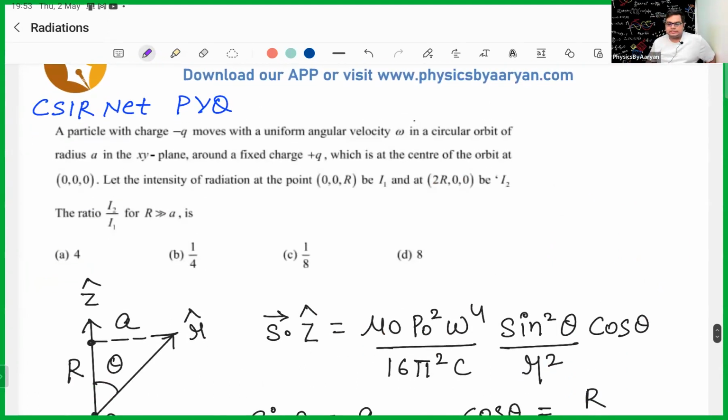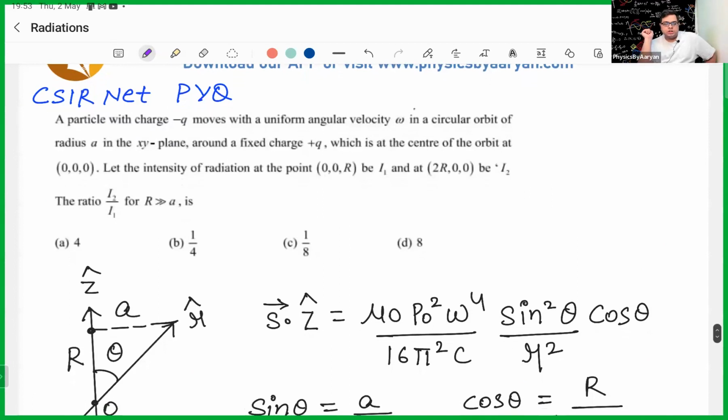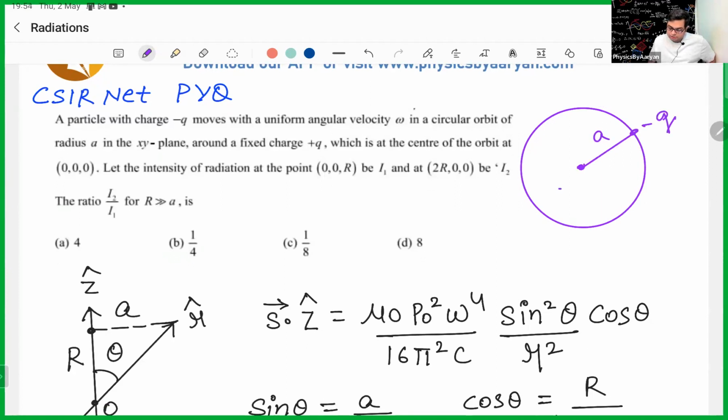Let's see how CSIR-NET has asked this question. CSIR-NET says that a particle with charge minus q moves with a uniform speed omega in a circular orbit of radius a. So let's say this is a circle of radius a, and minus q is rotating, and plus q is at the center.